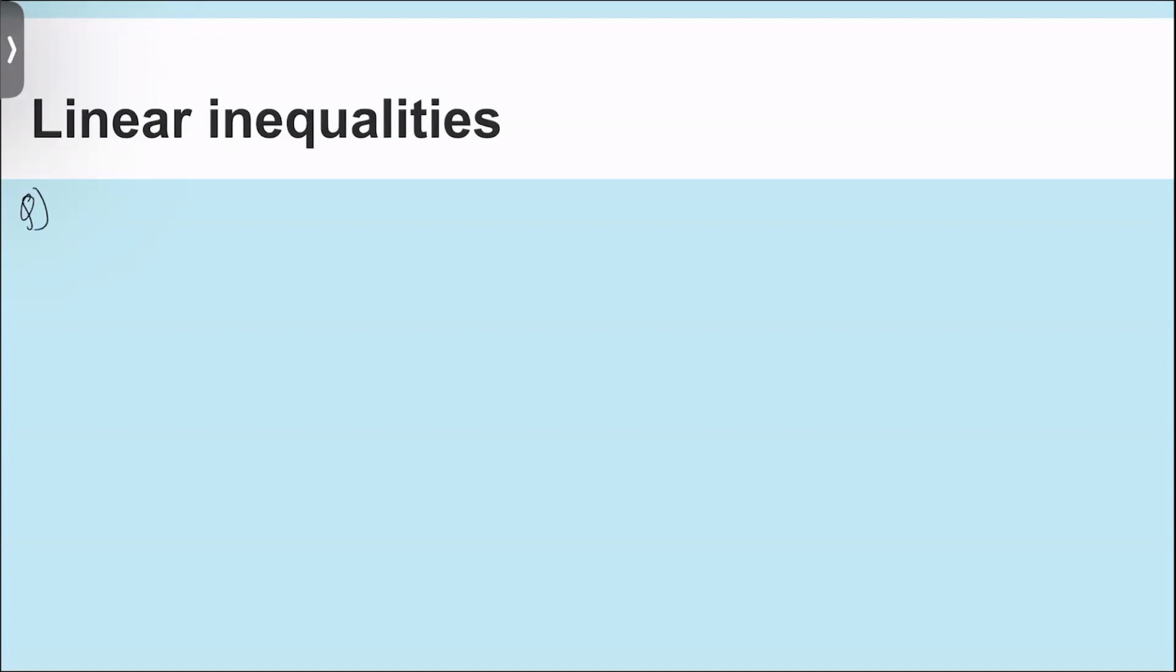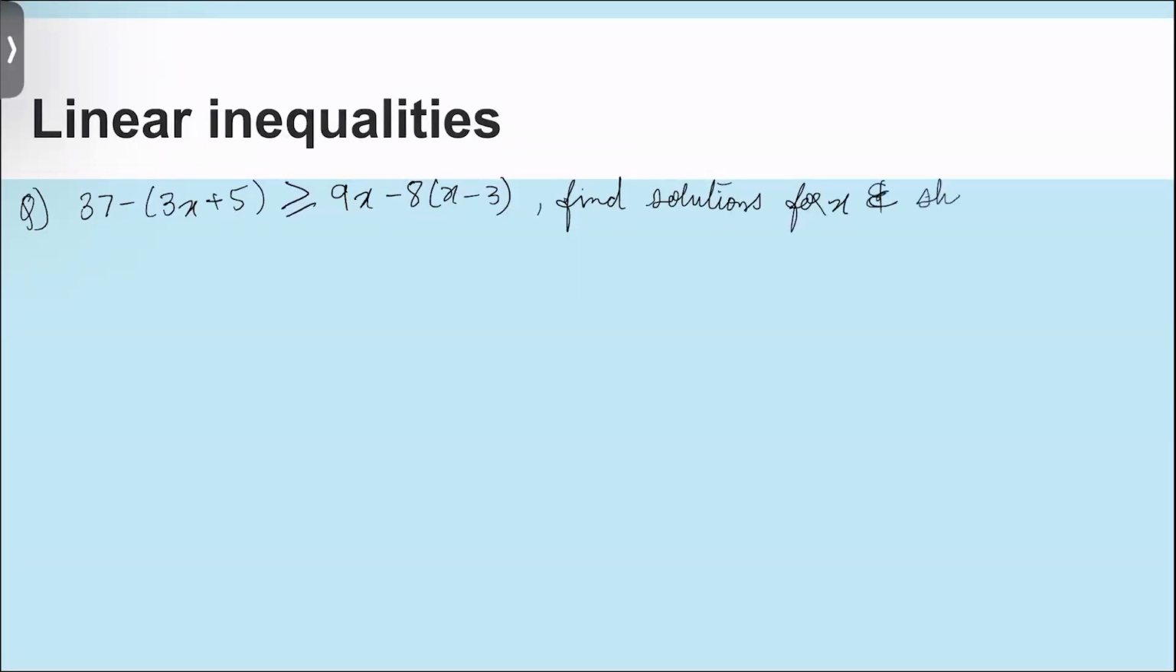So the question would be, suppose you're given an inequality in the form of, okay, so find solutions for x and show them graphically. Okay, so let's solve this.